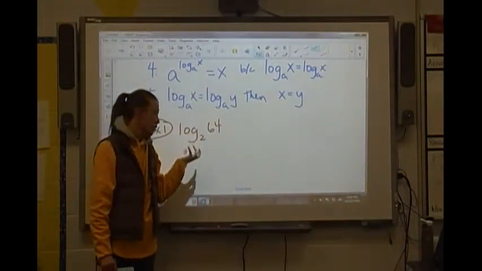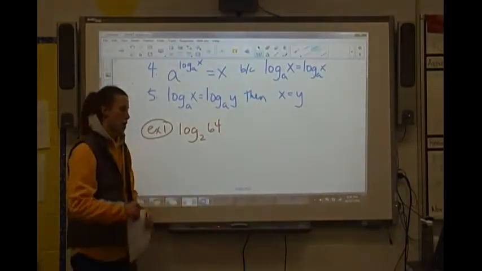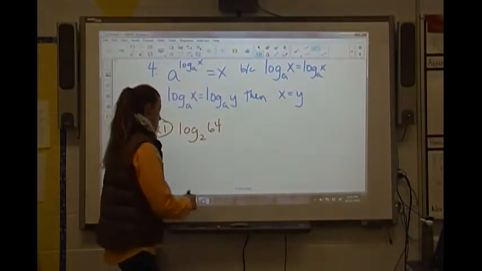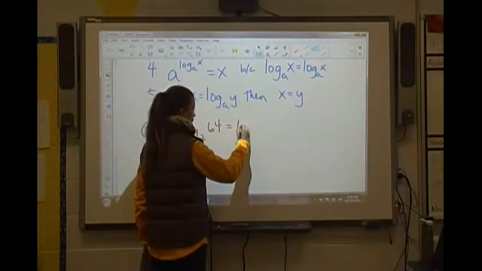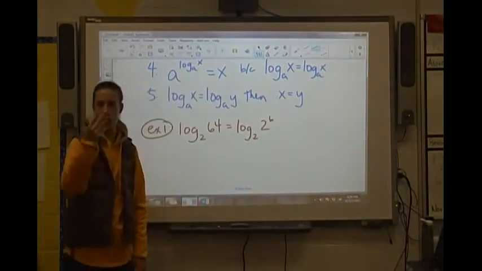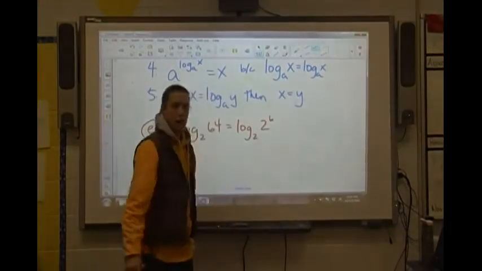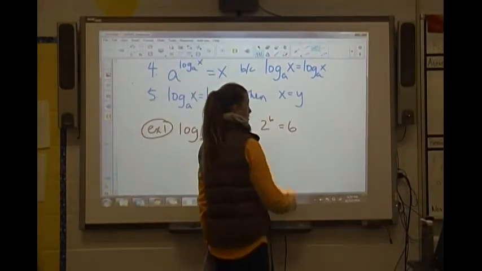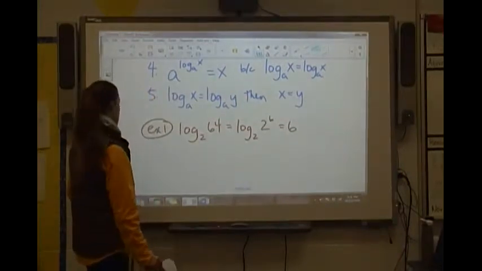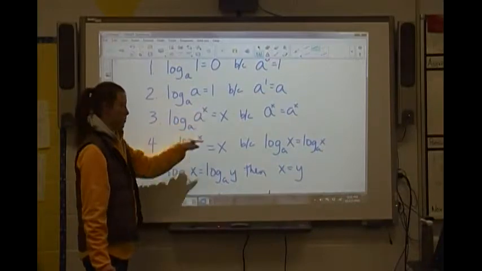Our goal is always to get the base of our log to match the base of that term whenever possible. So I'm going to need to change 64 into something. If I change this into log base 2 of 2 to the 6th power, as 2 times 2 times 2 times 2 times 2 times 2 is 64, then I see that my base matches, and so my result is just going to be 6. That uses the third property, where your base matches, so your answer is just your exponent.